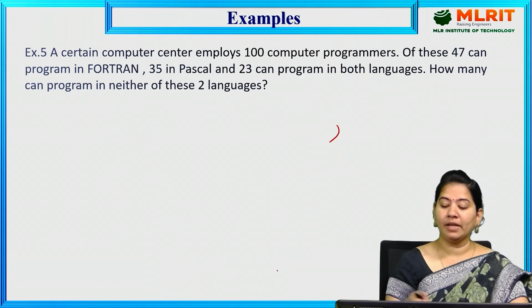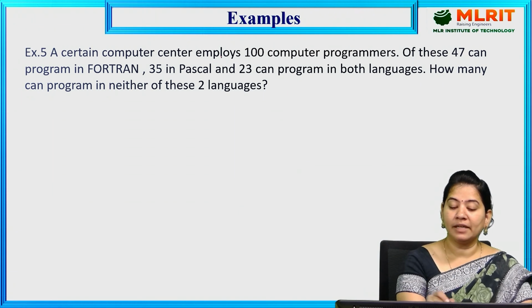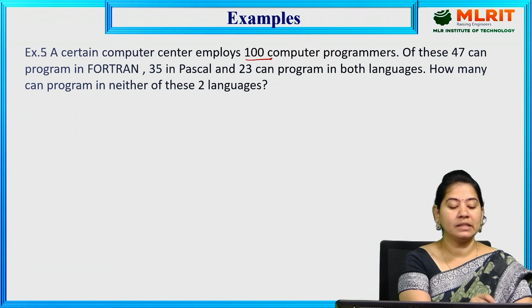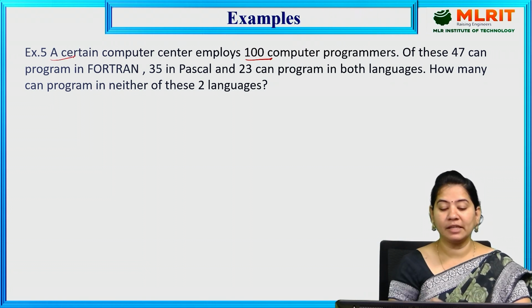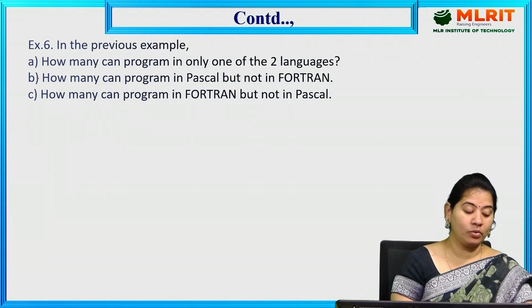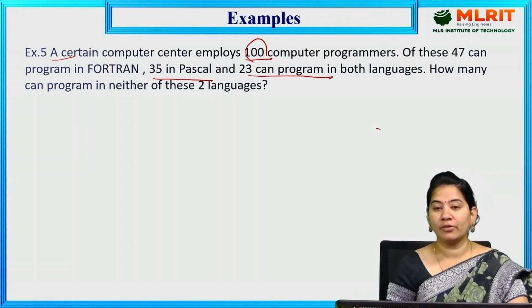So, in the same way we have another question also. Let us see the question. A certain computer center employs a total of 100 computer programmers. Out of this, 47 can program in Fortran and 35 in Pascal and 23 can program in both the languages.